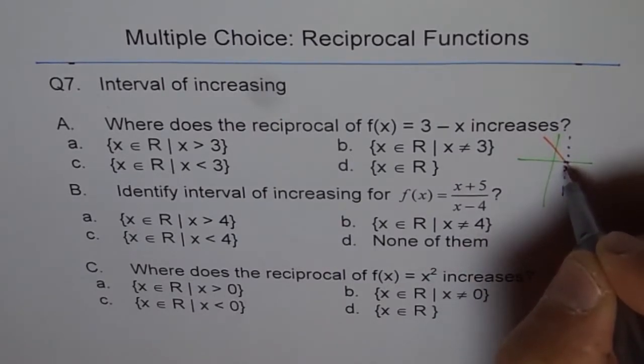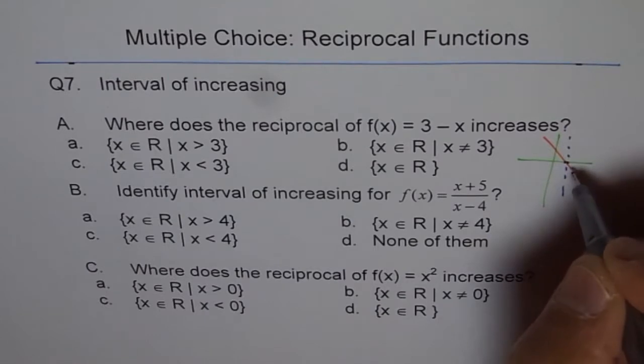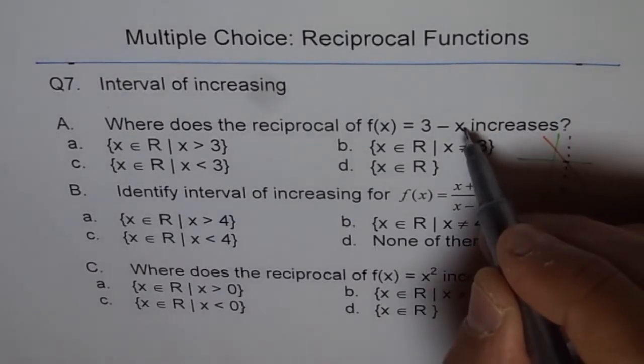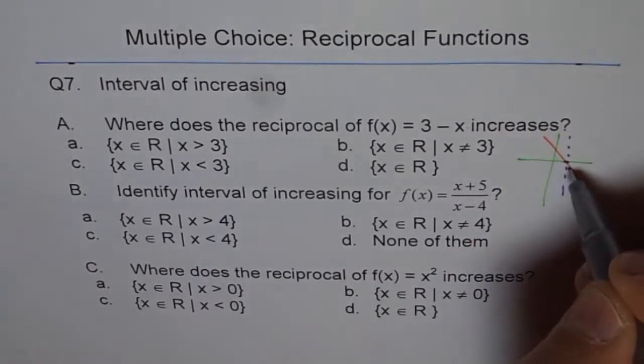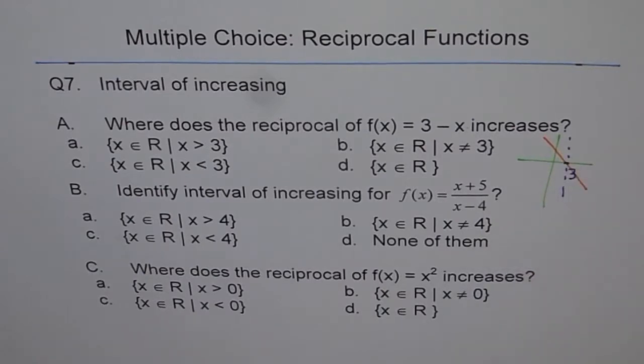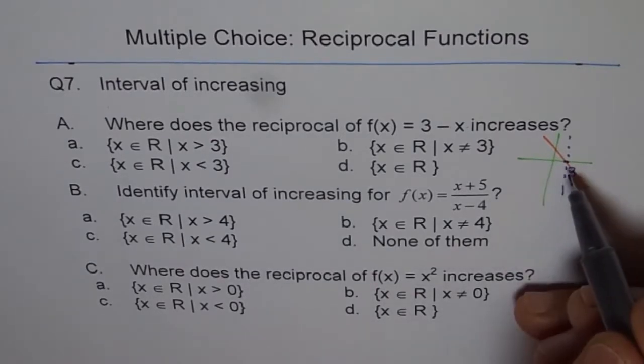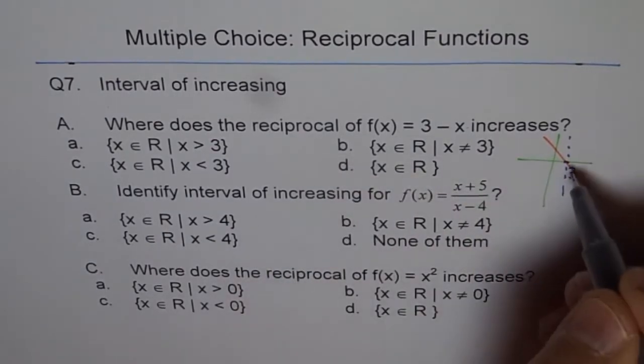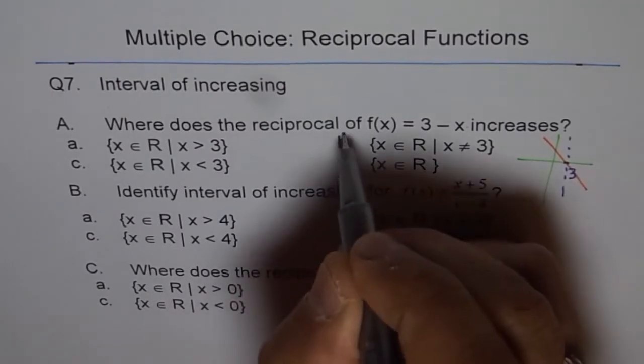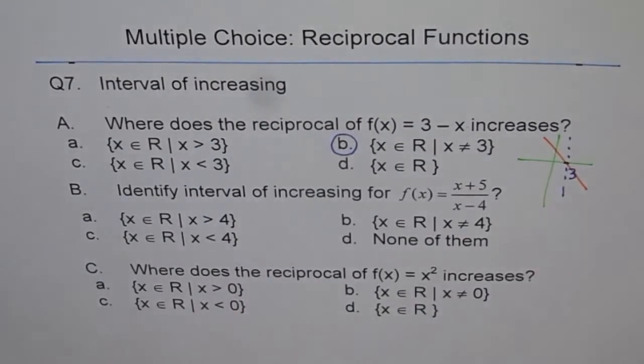but this point is not in the domain, because for the reciprocal we'll have a vertical asymptote at this point, and this is the point when x becomes 3. When x is 3, this becomes 0, right? So we say it is actually increasing all the way except at x equals 3. So the answer is B, correct? That is how we can get this answer.